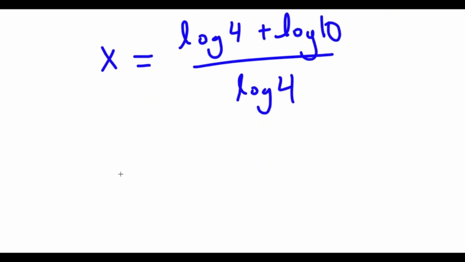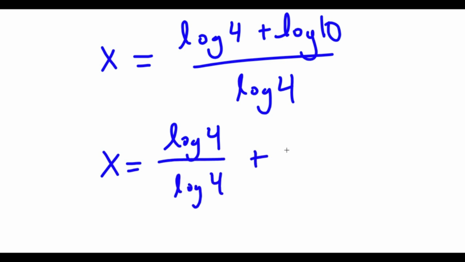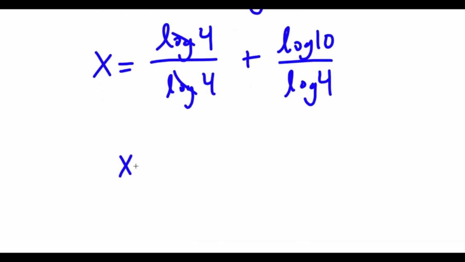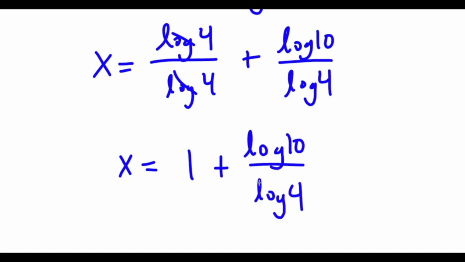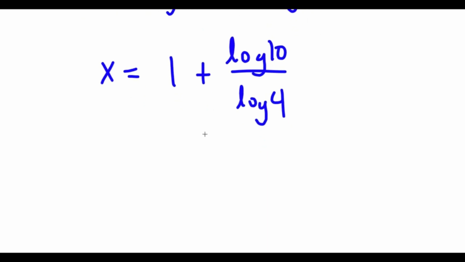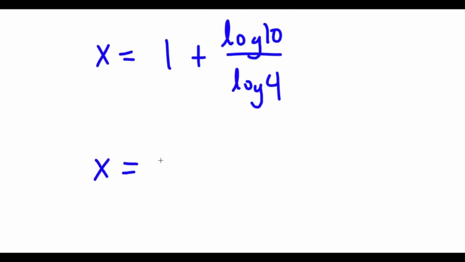Now log 4 plus log 10 over log 4, this is the same thing as log 4 over log 4 plus log 10 over log 4. And log 4 and log 4, these two cancel out, so now I have x is equal to 1 plus log 10 over log 4. So now log 10, this is the same thing as 1. Log 10 is equal to 1. So now I have x is equal to 1 plus 1 over log 4.